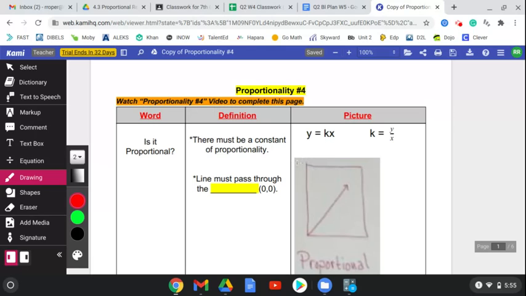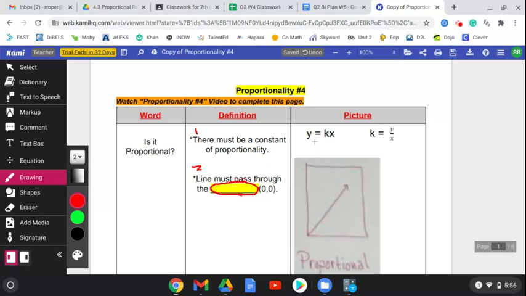When looking at a graph of a relationship, you can tell if it is a proportional relationship if it satisfies two criteria. Number one, there must be a constant of proportionality. There must be a k. And number two, the line must pass through the origin. This blank right here is origin. The origin is the point 0, 0. It is the intersection of the x and the y axis.